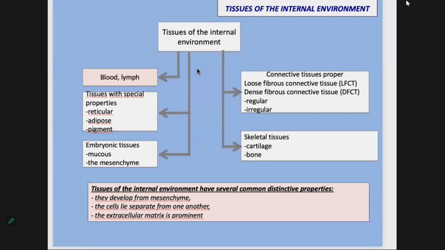Look once more at the classification of proper connective tissues. Proper connective tissues are classified into two main groups. The first group is named loose fibrous connective tissue. The second main group is called dense fibrous connective tissue. Dense fibrous connective tissues are subdivided into the dense regular and dense irregular connective tissues.